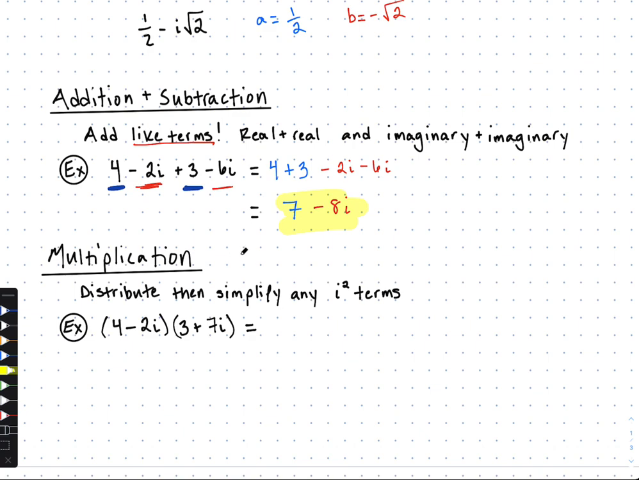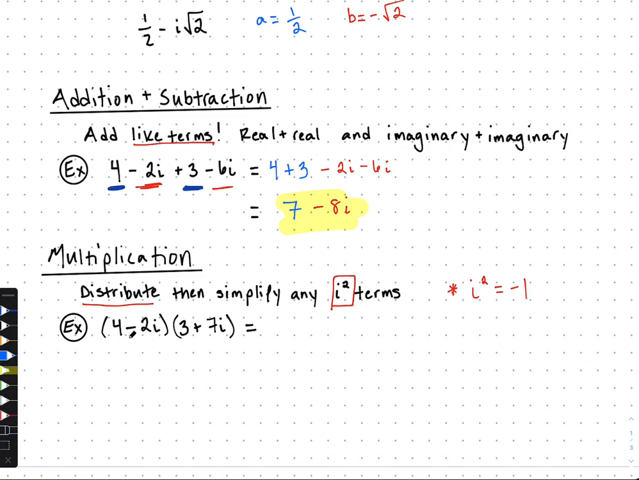Multiplication also works very similar to what you'd expect. I kind of think about treating I like x, like a variable, until the very end. So our rule here is we're going to distribute as normal, and then the only thing that changes is we have to simplify any terms that have an I squared in them. Remember that I squared equals negative 1. That's that definition of the imaginary number that we learned, and we're going to need that to finish our multiplication.